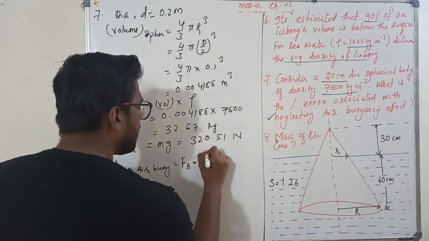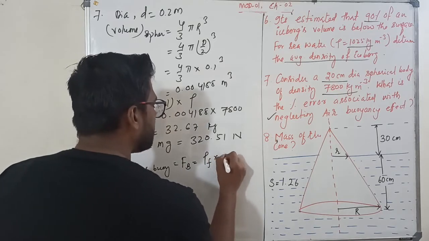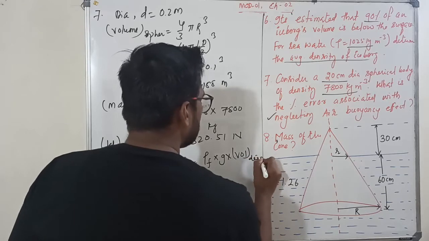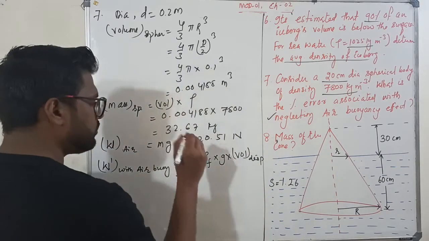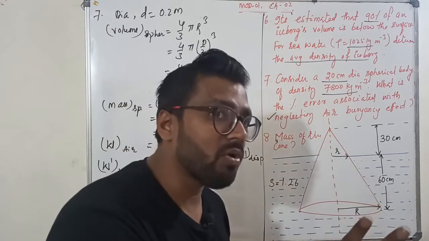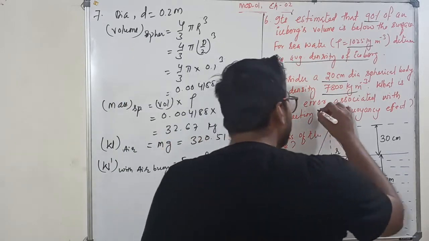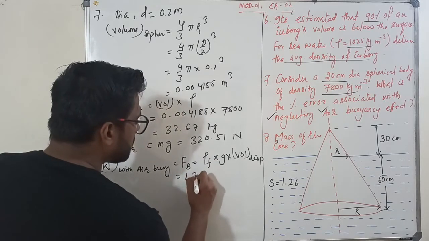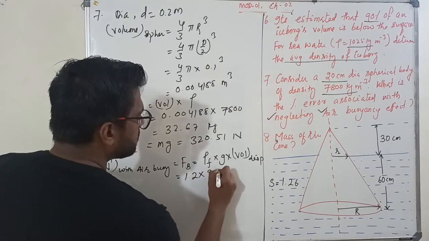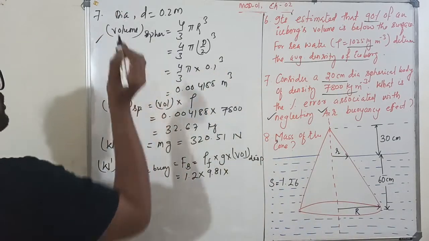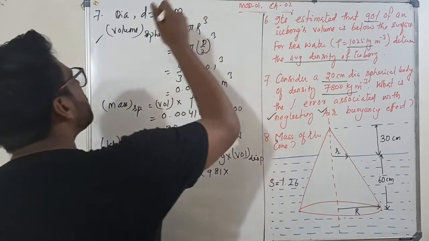Sir, force of buoyancy is density of fluid multiplied by G multiplied by the volume displaced. Very, very good. What is the density of fluid? Sir, 1000. No, in all these cases we were taking water. Here what is your fluid? Fluid is air itself. So what is the density of fluid? Sir, 1.2 kg per meter cube. G is 9.81. Volume displaced means volume of the body itself.